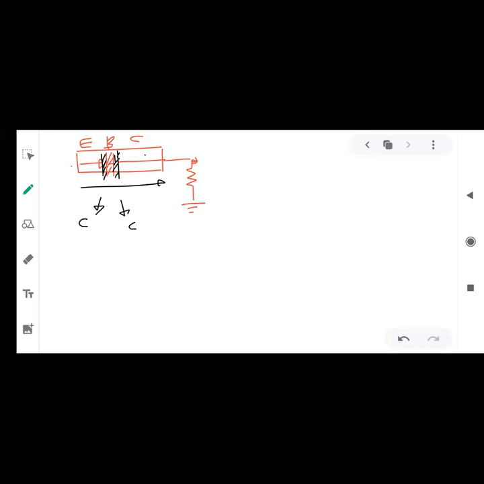So we have increased the conductivity. It doesn't mean that the conductivity has gone to infinite. It means that every layer is going to have some resistance also. So there will be resistance in the E layer, then the B layer, then the C layer. So every layer becomes a combination of C and R. Okay, so it will be something like this.